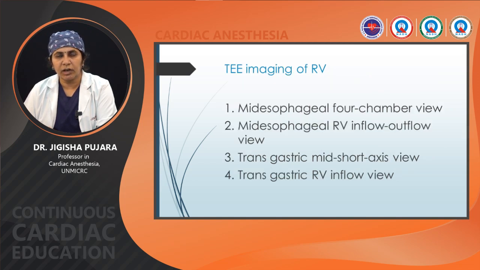TEE imaging of the RV. There are four main views which are very useful for assessment of the right ventricle: mid-esophageal four-chamber view, mid-esophageal right ventricular inflow-outflow view, transgastric mid-short axis view and the transgastric RV inflow view.